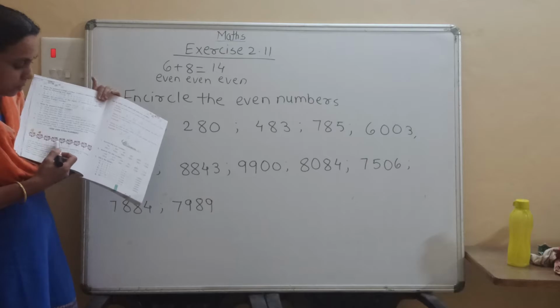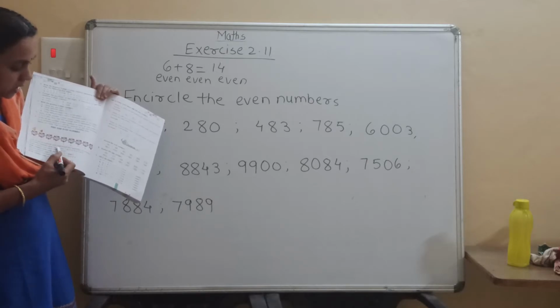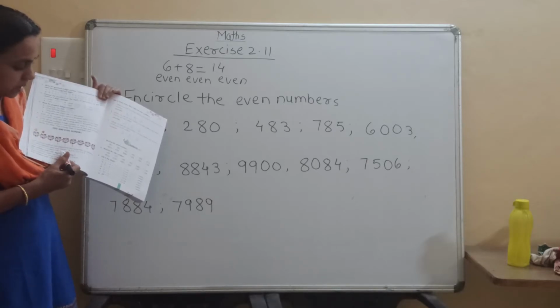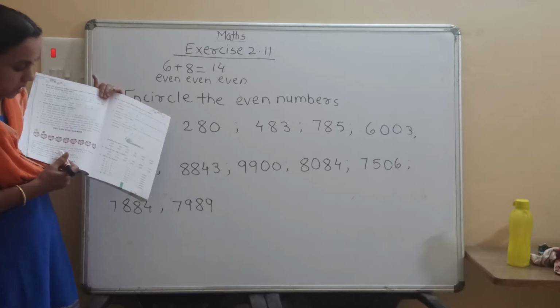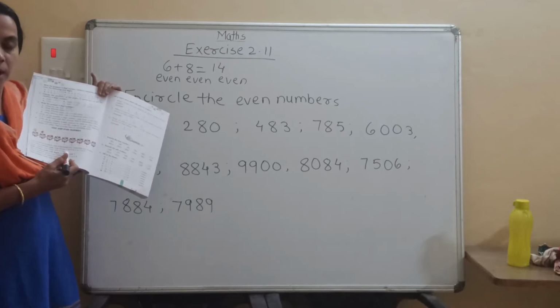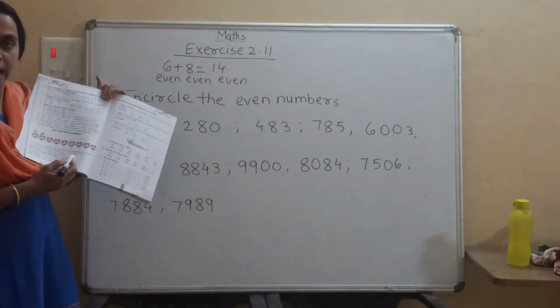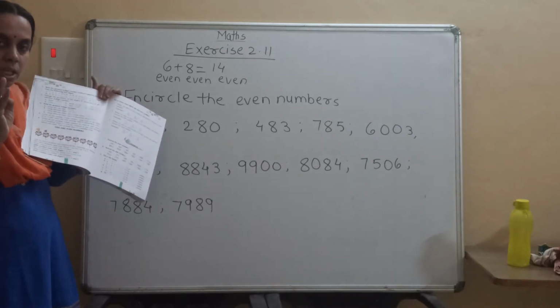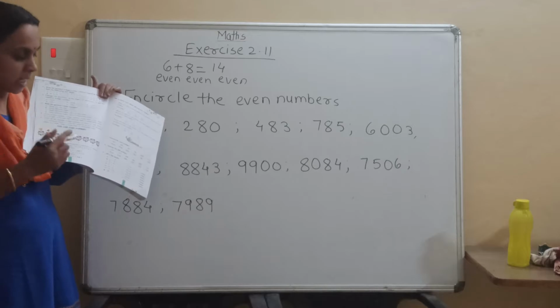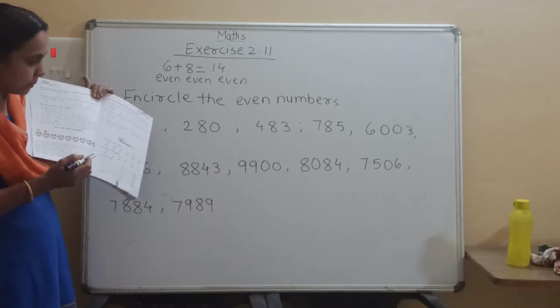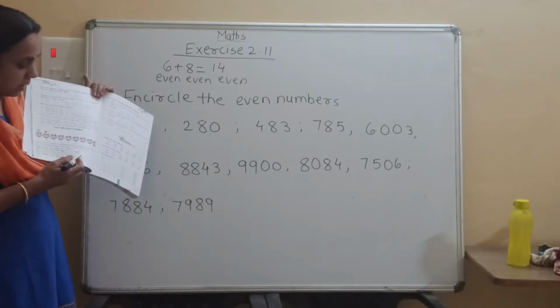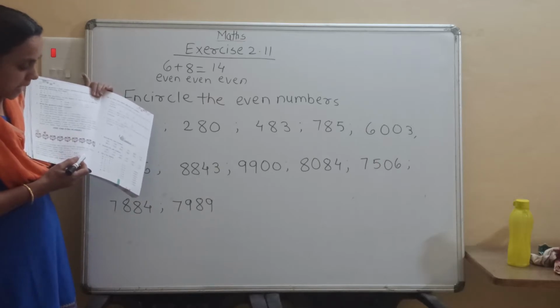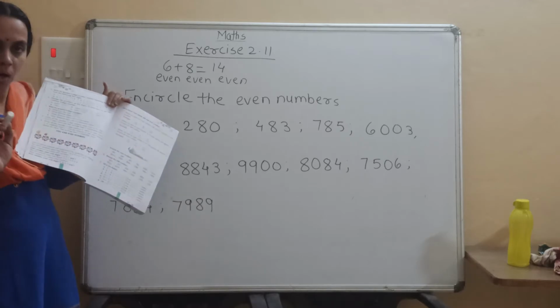So you have to note down that odd numbers end with the digits 1, 3, 5, 7 and 9. So a number ending with the digit 1, 3, 5, 7, 9 is called an odd number. And numbers ending with 2, 4, 6, 8, 0 are called even numbers.